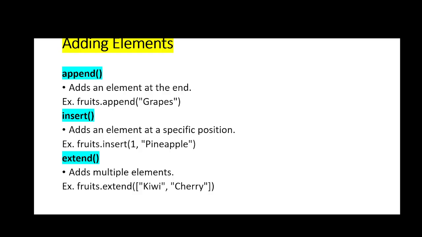Adding elements. There are mainly three ways of adding elements to the list. Append adds an element at the end: fruits dot append, grapes. Insert adds an element at a specific position. In insert, we need to write the index of that element: fruits dot insert 1 comma pineapple. Extend adds multiple elements: fruits dot extend, and this is the difference, it is used with parentheses and then square brackets.